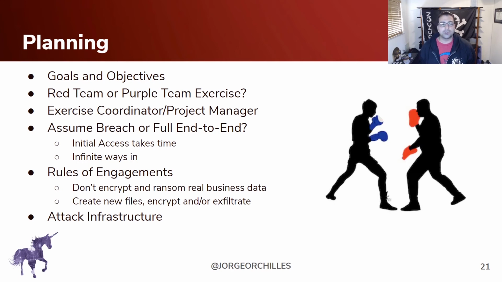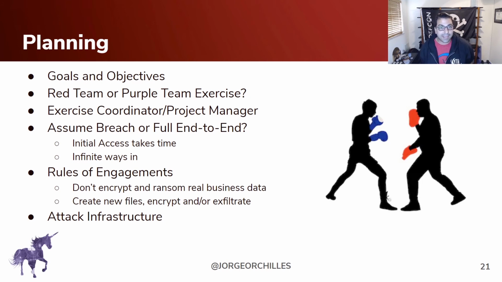So for this instance, we're going to go with the assume breach because we want to really get to the ransomware part, right? We want to focus on that and not focus on the initial access. As usual, there's going to be rules of engagement. So don't encrypt or actually ransom any business data, right? Create new files, encrypt those, and/or exfiltrate them based on this threat actor.